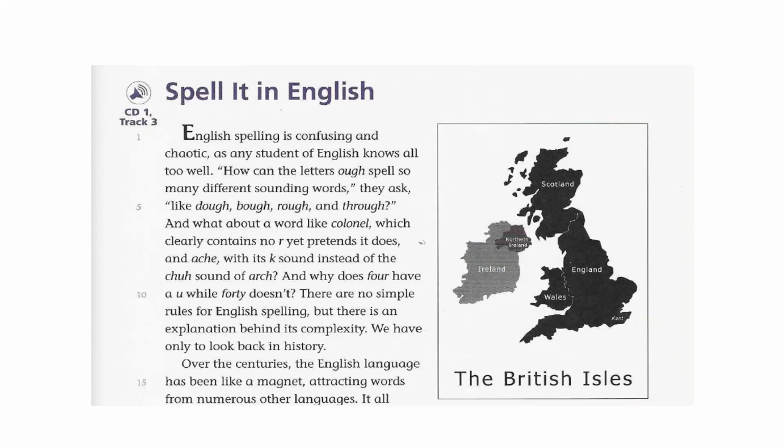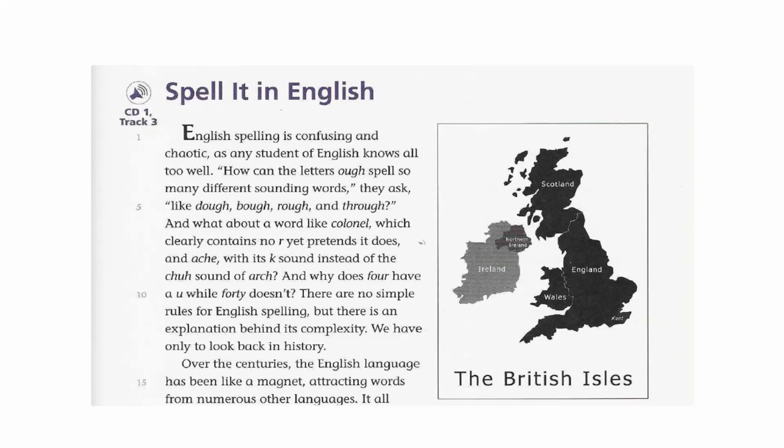And here we go. As any student of English knows all too well, how can the letters O-U-G-H spell so many different sounding words, they ask. Like dough, okay? Dough is what you make bread from. You know, you slap that mixture together and then you put it in a pan and you cook it, or you bake it, and it comes out bread. That is dough, right?